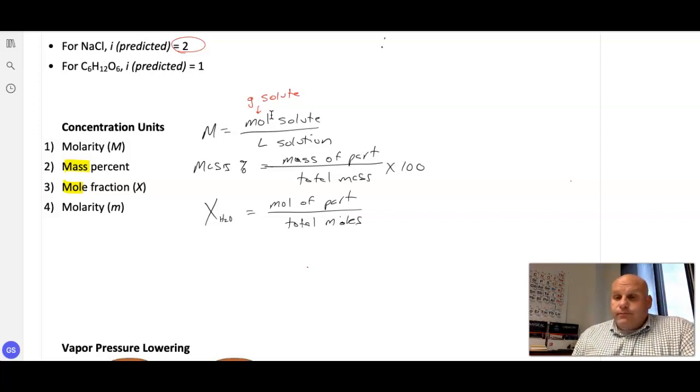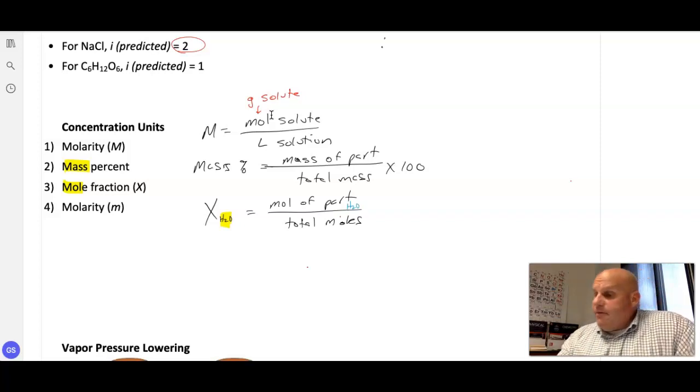Okay, this could be the mole fraction of the solute or the solvent, or a particular compound or molecule in a bigger solution. But it's the moles of whatever it is. In this case, it would be the H2O. So moles of part here would be moles of H2O, if I was doing the mole fraction of H2O over the total moles of the solution.